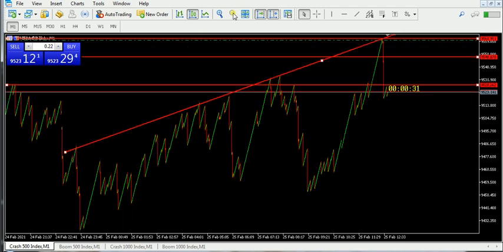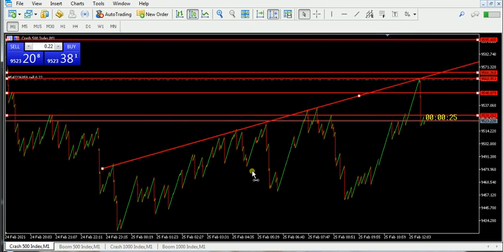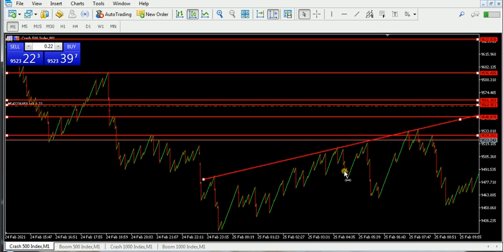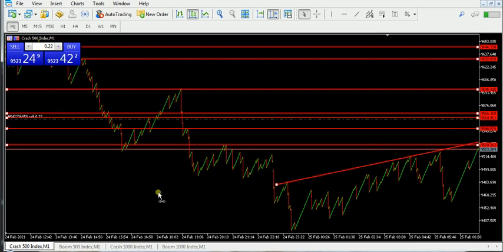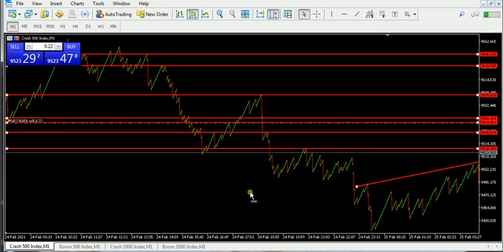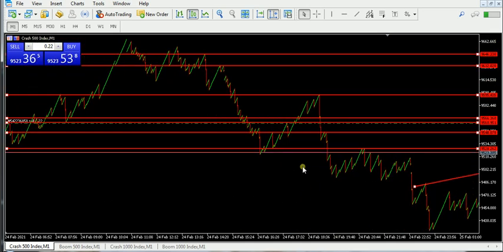You see, so these are some of the previous resistance that we've plotted. Once price gets here, it has to fall.